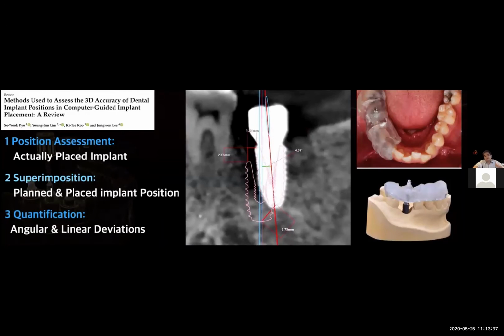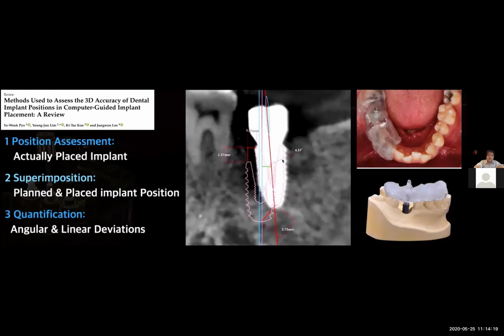In order to compare whether your guide system is working properly, or whether your guide system is better than others, we have to follow a couple of steps. The first one is position assessment. Over here, the X-ray is what was actually placed, and the diagram outline is what we planned. The actually placed implant position needs to be determined, and then we superimpose what was actually placed and what we planned, and then we measure the difference that I showed you before.